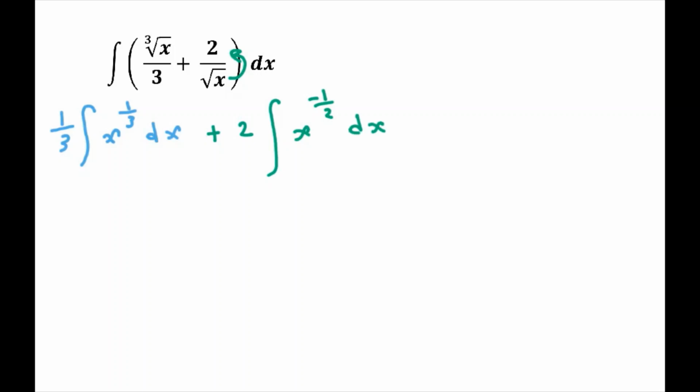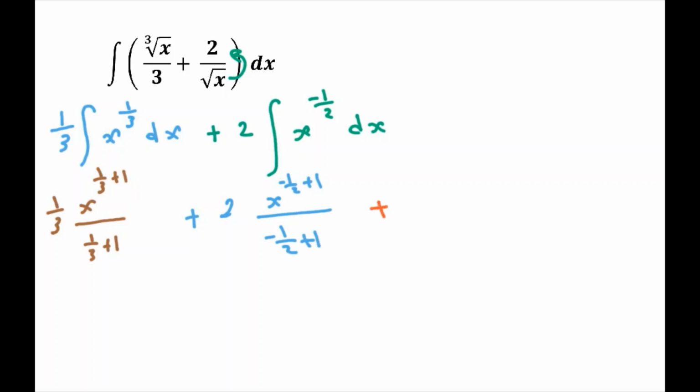Now about this function. 1/3 integration of x to the power of 1/3 dx plus 2 integration x to the power of negative 1/2, because you're going to take it up, dx. Now 1/3 x to the power of 1/3 plus 1 over 1/3 plus 1 plus 2 x to the power of negative 1/2 plus 1 over negative 1/2 plus 1 and plus c.